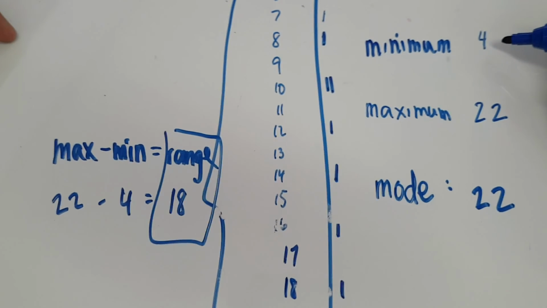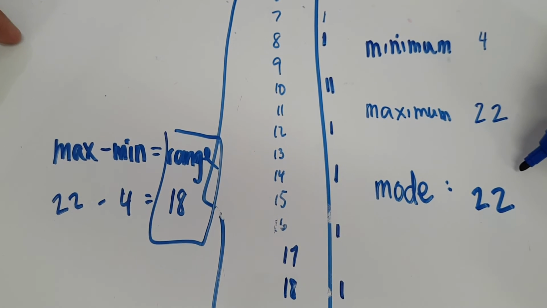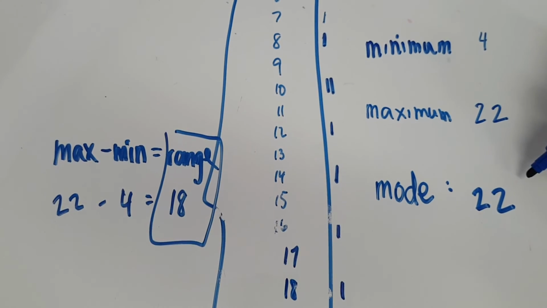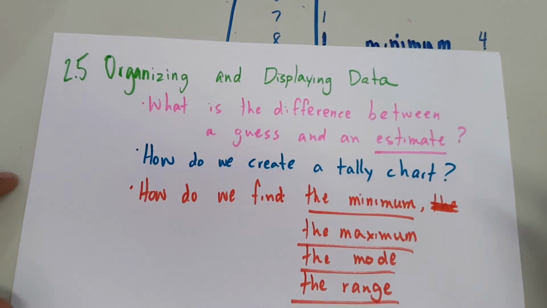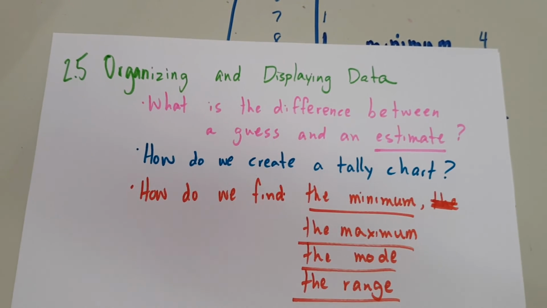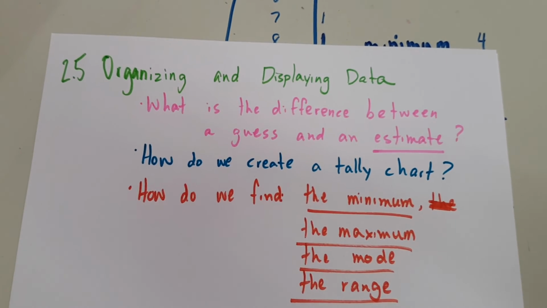So again, the minimum is the data with the smallest value. The maximum is the data with the greatest value. The mode is the most popular data, the data that we see most. Okay? So today's lesson is, what's the difference between a guess and an estimate? Well, a guess, you're not doing much thinking, and you're probably doing it really quickly. An estimate, you're moving slowly, and you're thinking really carefully and making a really smart answer.